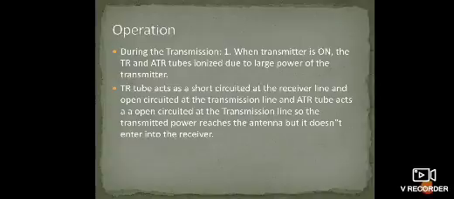Now, what is the operation to be done? Whenever we have the transmission part, that is, during transmission when the transmitter is on, the TR and ATR tubes are ionized due to the large power of the transmitter. Whenever it is in the on condition, the TR tube acts as a short circuit at the receiver line. So there is no path to transmit towards the receiver. It just transmits to the antenna only, not to the receiver.